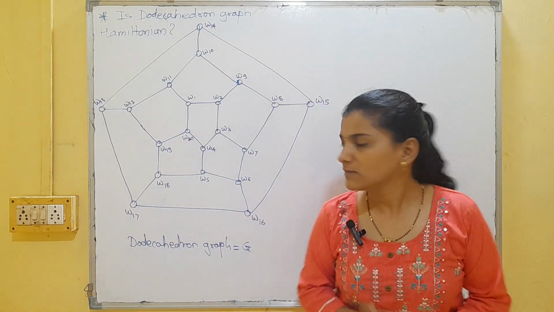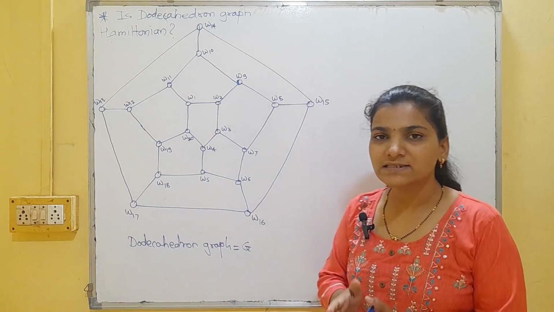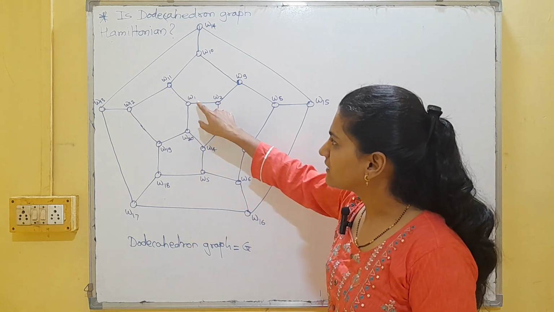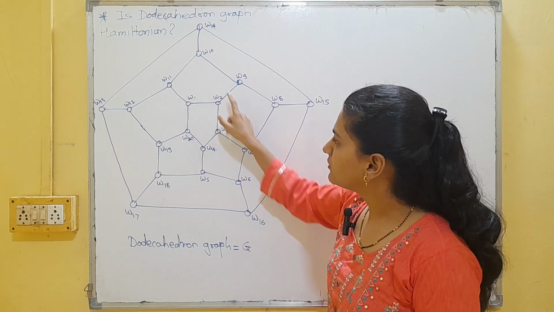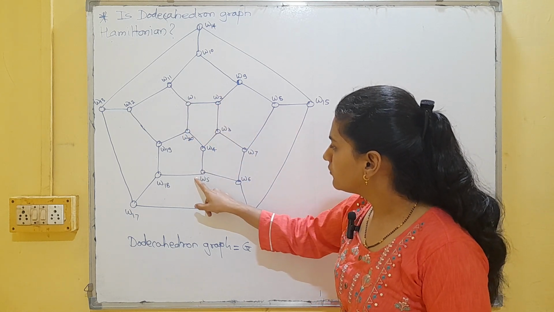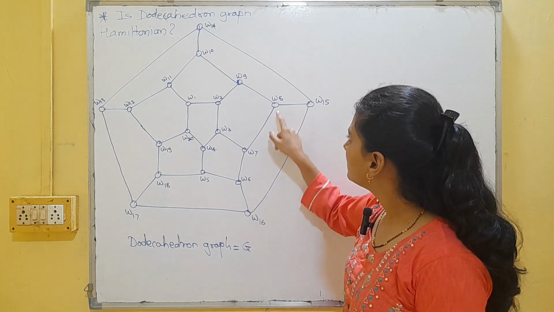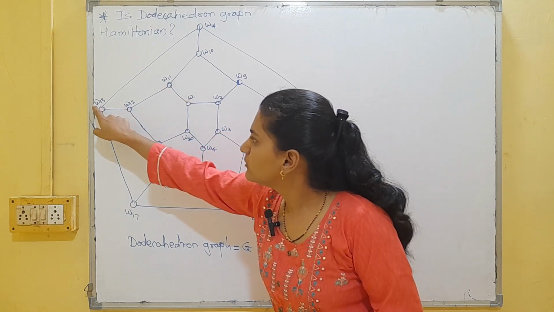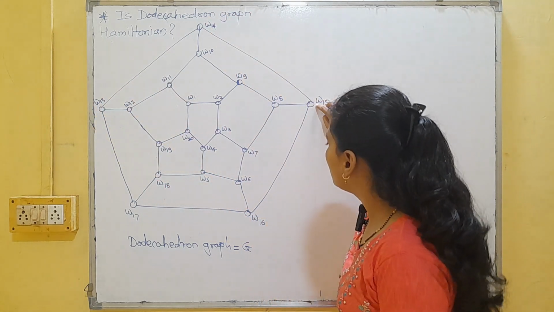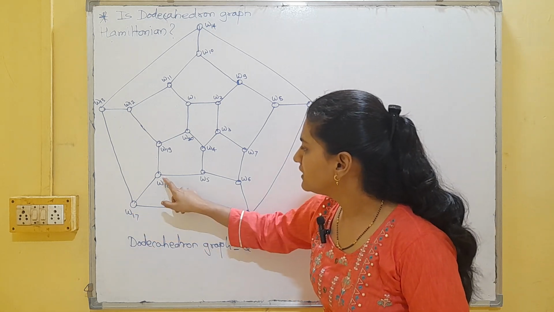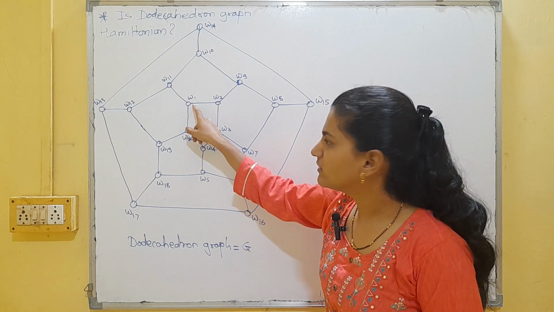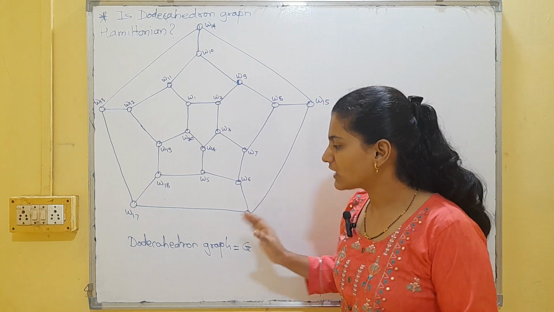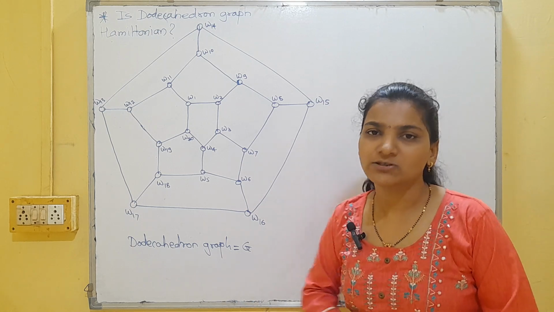If you observe, you can easily find a cycle which passes through all vertices of graph G. If you consider a cycle starting from W1, then W2, W3, W4, W5, W6, W7, W8, W9, W10, W11, W12, W13, W14, W15, W16, W17, W18, W19, W20, W1. That means we get a cycle which passes through all vertices of graph G. That means this graph is a Hamiltonian graph.